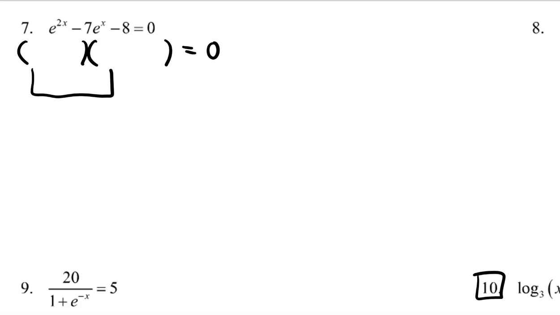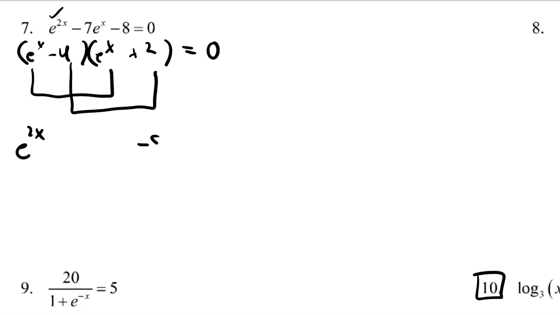You have to think about what times what gives you e to the 2x. So try e to the x times e to the x. That's a pretty safe guess. You have to make sure that the last part of your FOIL multiplies to -8. And there's lots of things that multiply to -8. Like -4 times 2 gives you -8.